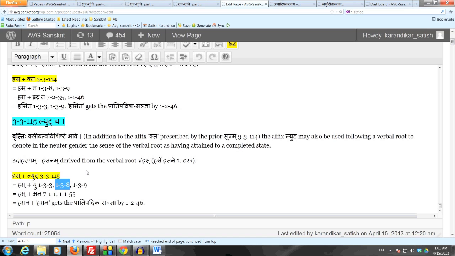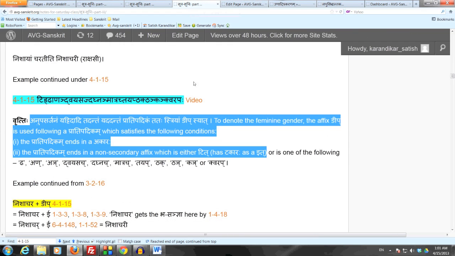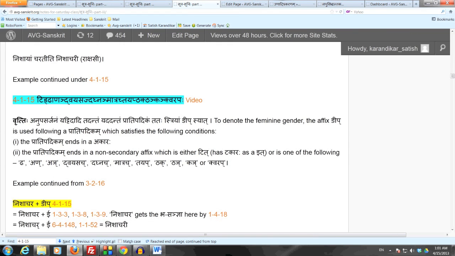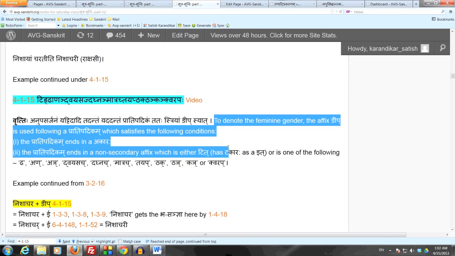That is to bring in the affix neep in the feminine gender by 4.1.15, which we have studied, that long musical sutram tiddhanai dvaya sajdagnai matrachtaya takthai kai kvarapaha. By this sutram 4.1.15, the affix neep comes in the feminine gender following a pratipadikam which ends in an affix which has takara as it. So lyut has takara as it, so in the feminine gender we get the affix neep.